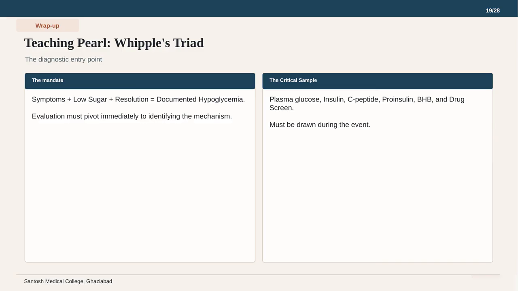The right panel details how to do that by capturing the critical sample. This must include plasma glucose, insulin, C-peptide, proinsulin, beta hydroxybutyrate, and a comprehensive drug screen. Crucially, as the text emphasizes, this blood must be drawn during the actual hypoglycemic event before administering treatment. Failing to get this sample leaves you guessing. Next, we will explore the specific mechanism that makes insulin autoimmune syndrome so uniquely dangerous.